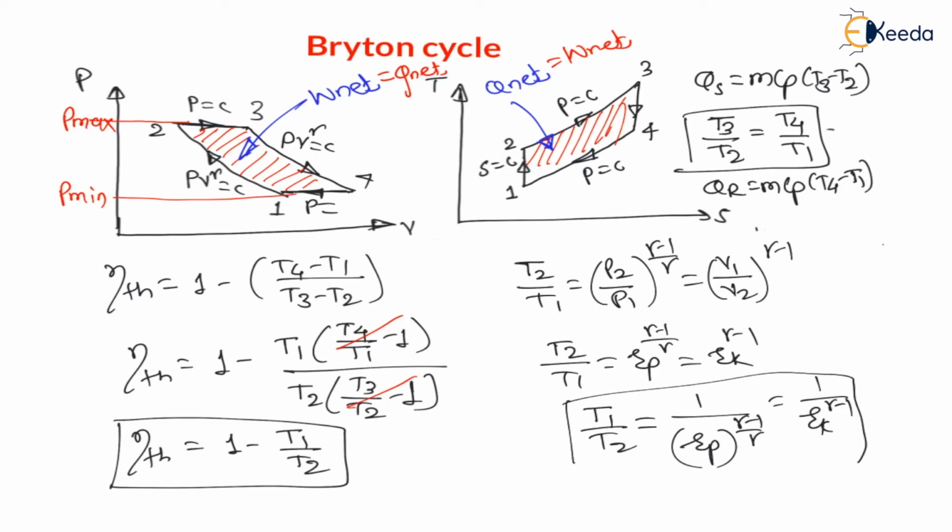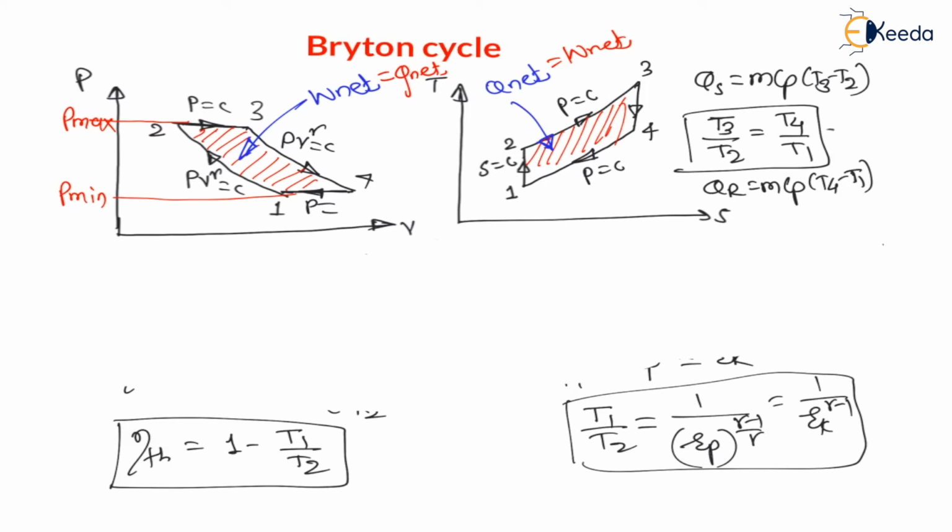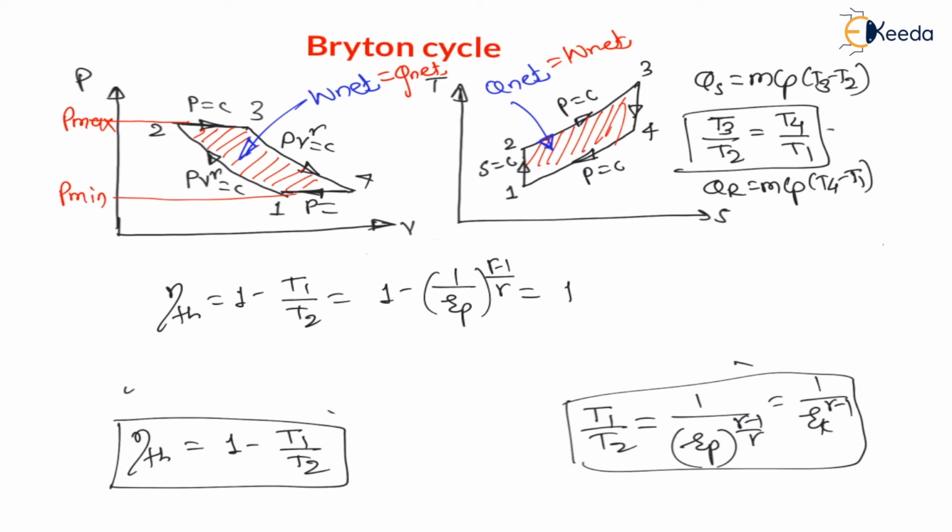So use this result in the formula of efficiency. In the efficiency formula, replace T1 by T2 with this, 1 upon Rp raised to (gamma minus 1) upon gamma, or 1 upon Rk raised to gamma minus 1. Therefore, the thermal efficiency will become equal to 1 minus T1 divided by T2, which is nothing but equal to 1 minus 1 upon Rp raised to (gamma minus 1) upon gamma, is equal to 1 minus 1 upon Rk raised to gamma minus 1. Right, this will be the efficiency formula.